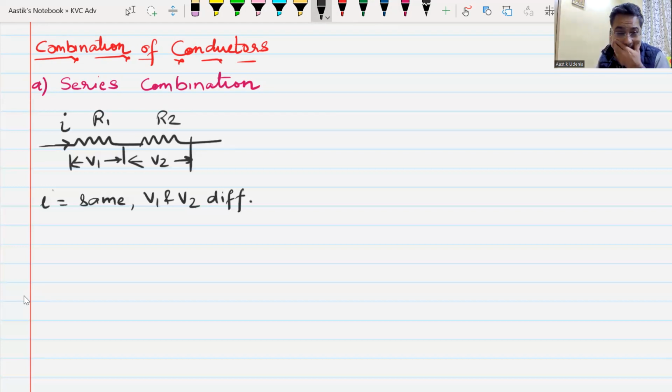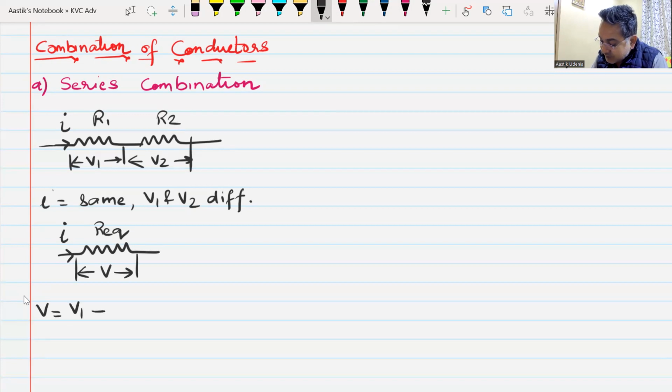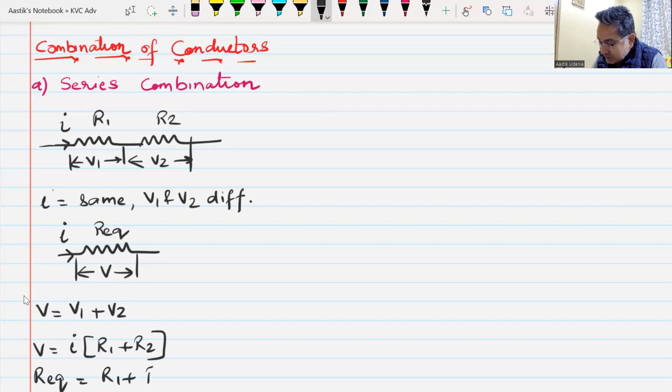You can replace these two resistors by a single equivalent resistor. The current will be I and the potential drop would be V. You know that this V will be V1 plus V2, yes or no? Yes, sir. Or this V can also be written as I into R1 plus R2, yes or no? Yes, sir. Or your R equivalent becomes equal to R1 plus R2. Do we understand this? Yes, sir.